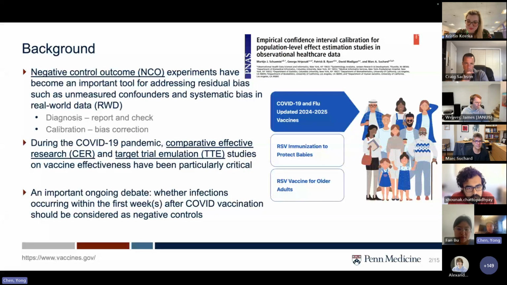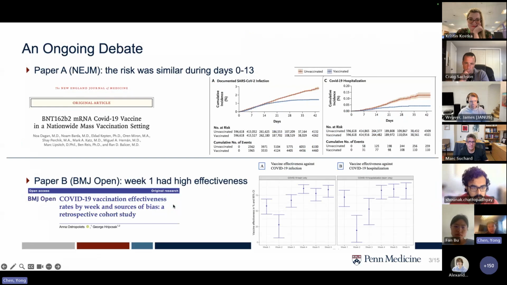One of the key references is this PNAS paper published by Martin and colleagues back in 2018. So we can use this exercise to do some diagnosis of the results, and we can also use the negative control outcome results to calibrate. And the other, as I said, this ongoing debate is that should we use infection within the first 2 weeks as one of the negative control outcomes? And here are the two papers that really motivated this investigation.